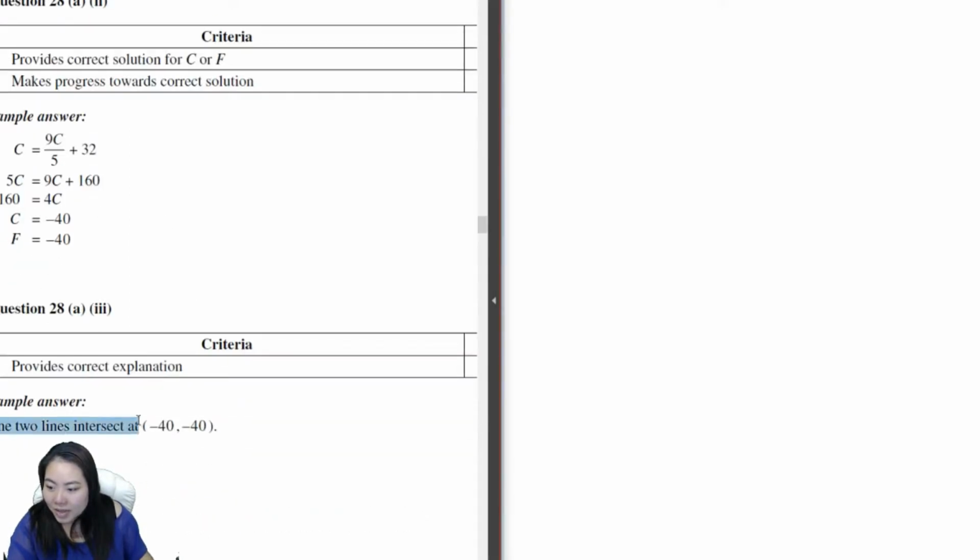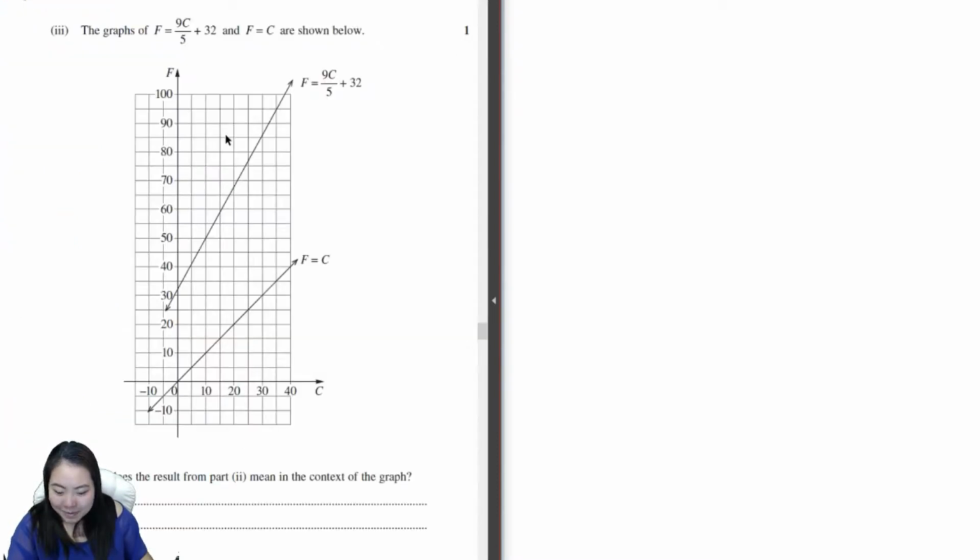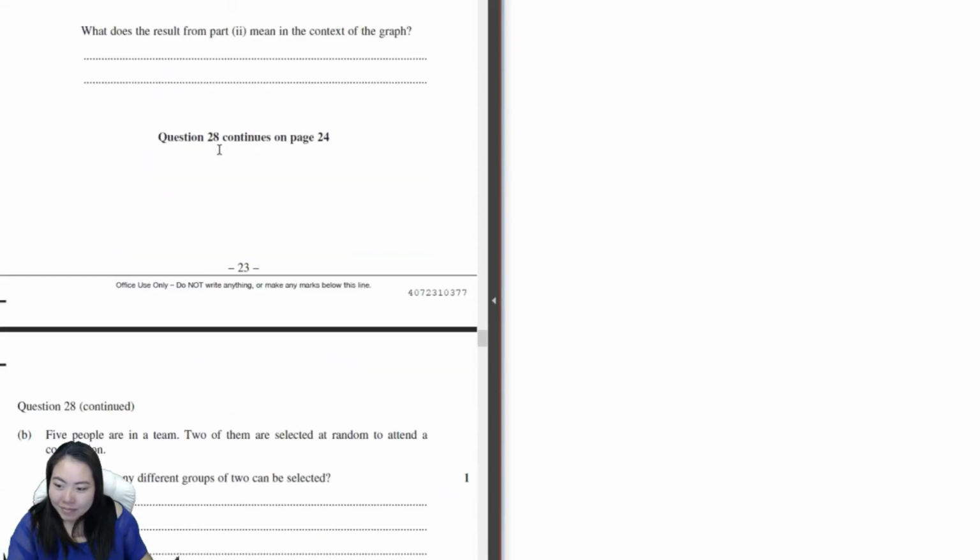I'm not going to write that down, but that's what you'd say. Let's see what they say. The 2 lines intersect at minus 40, minus 40. There you go. That's a more succinct way of putting it. That's a better way. So basically that's what I was trying to say. Next.